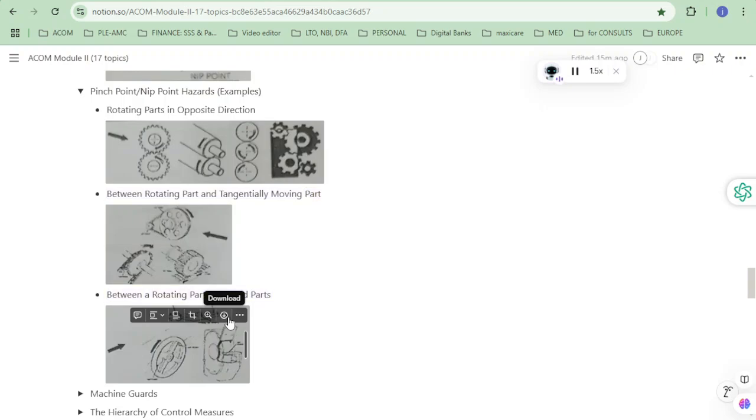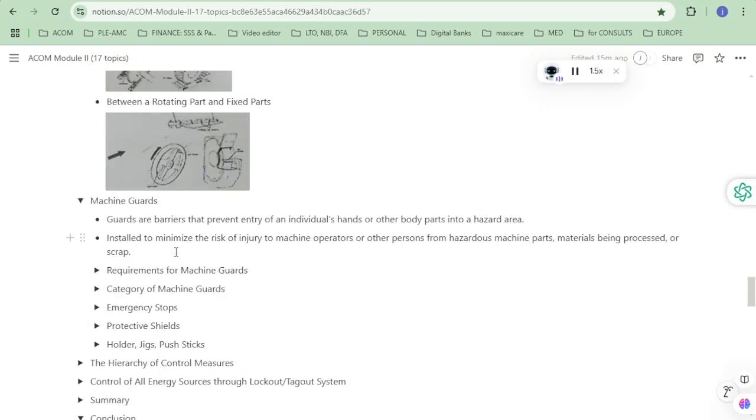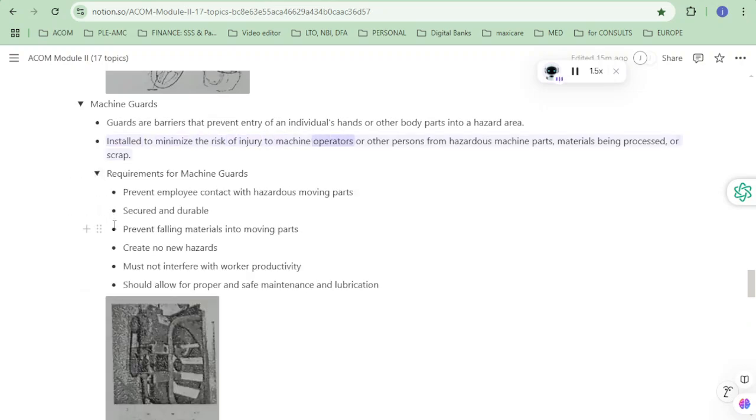Machine guards. Guards are barriers that prevent entry of an individual's hands or other body parts into a hazard area. Installed to minimize the risk of injury to machine operators or other persons from hazardous machine parts, materials being processed, or scrap.